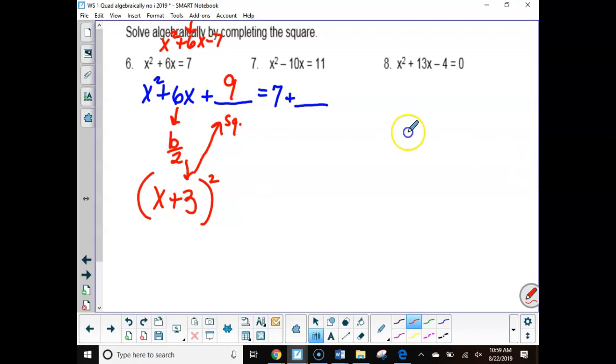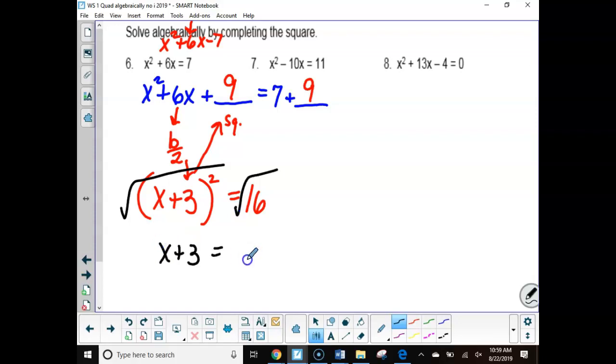Then we follow the rules of algebra. Whatever you added to the left side, you have to add to the right side. So 7 plus 9 is 16. This one's going to turn out really nice because we can now square root. We get an x plus 3 equals what? Yeah. Plus or minus 4. Then we subtract a 3 over there. So 4 minus 3 would be 1. Negative 4 minus 3 would be negative 7.